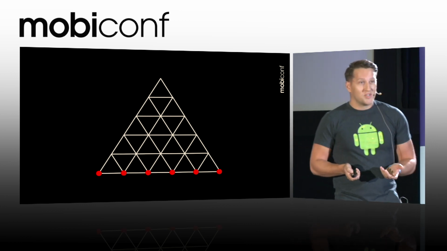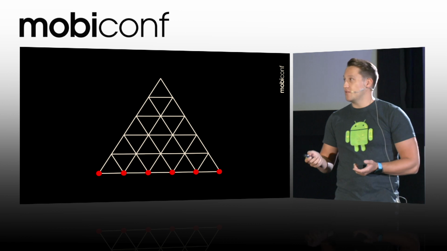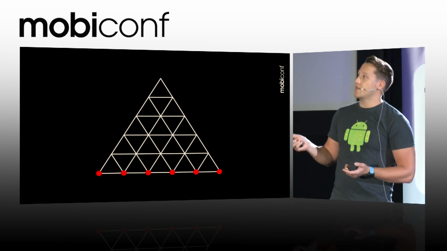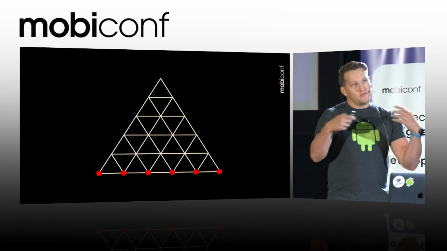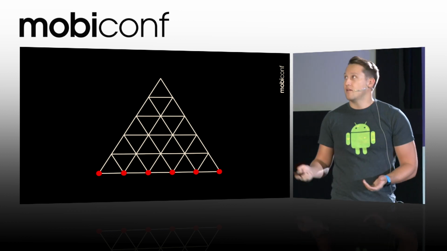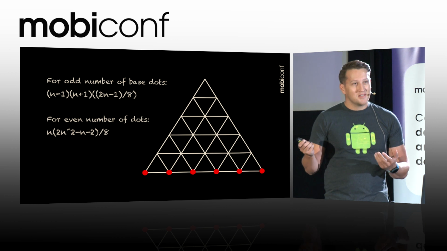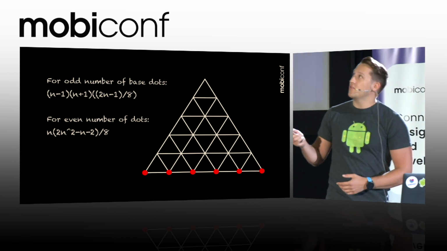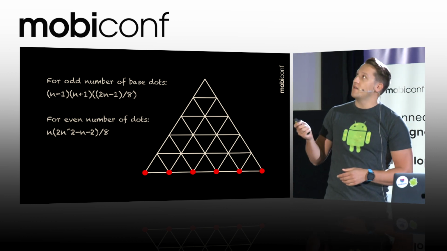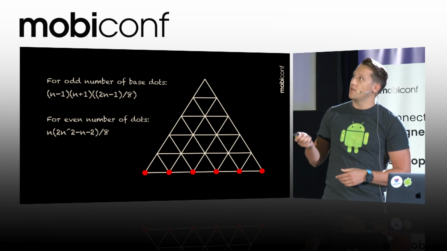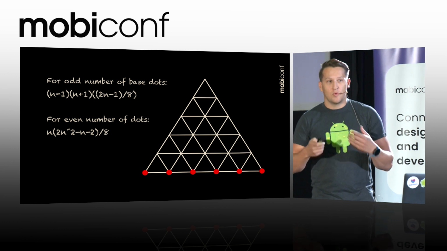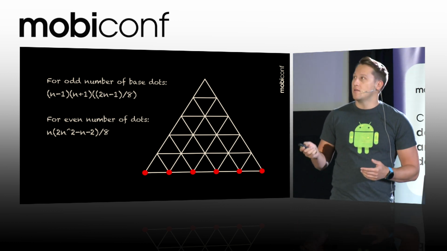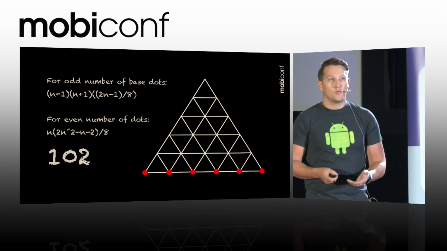There is an algorithm for this. We can count the dots at the bottom of our triangle, and then with very sophisticated math like this, we can count all the triangles. For an odd number of base dots we have one equation, and for an even number a different one. When we put in our n number of dots, we get 102.